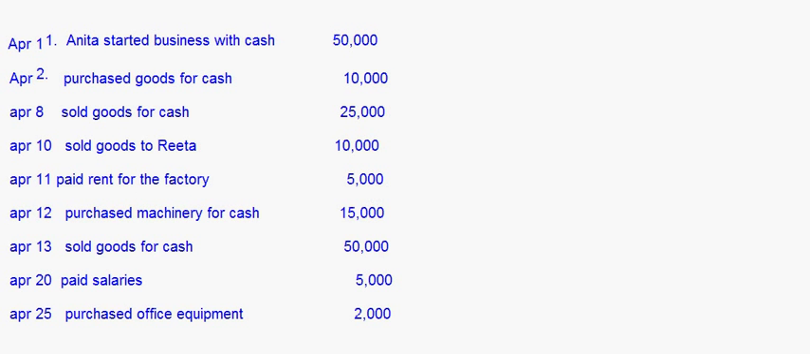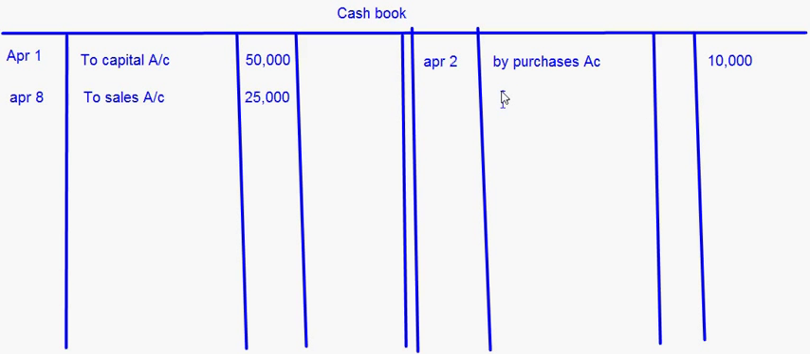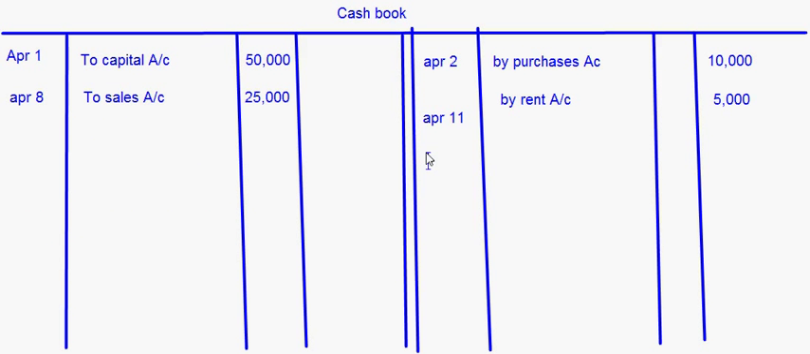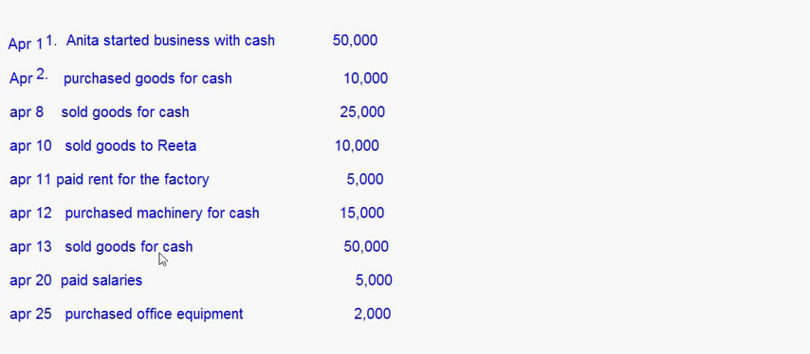Paid rent for the factory, this will come 5,000 rupees. This is a payment. So here we will have by rent account 5,000 rupees. The date of that particular transaction you have to put. So that's April 11th. So we can put April 11th here, right. And the next one, purchase machinery for cash, that is again a payment, right. So here you are purchasing the machinery, so you'll have by machinery account, right. And April 12th, and the amount is 15,000, right.